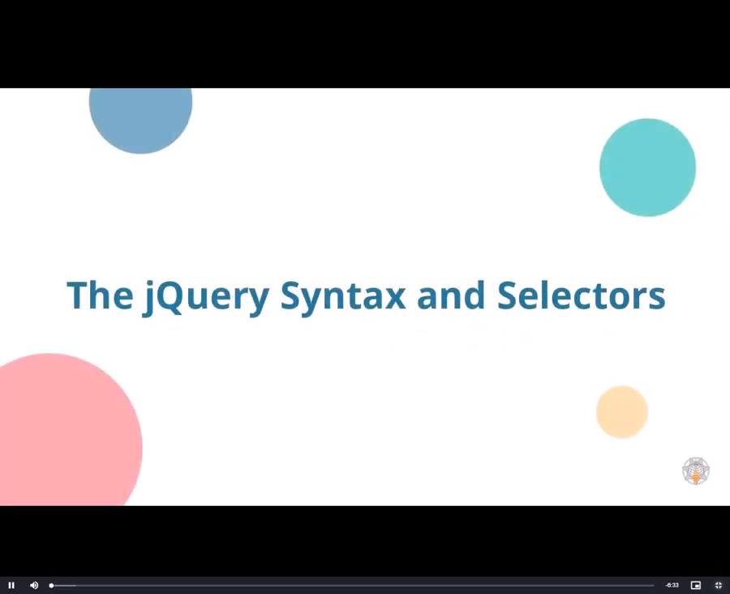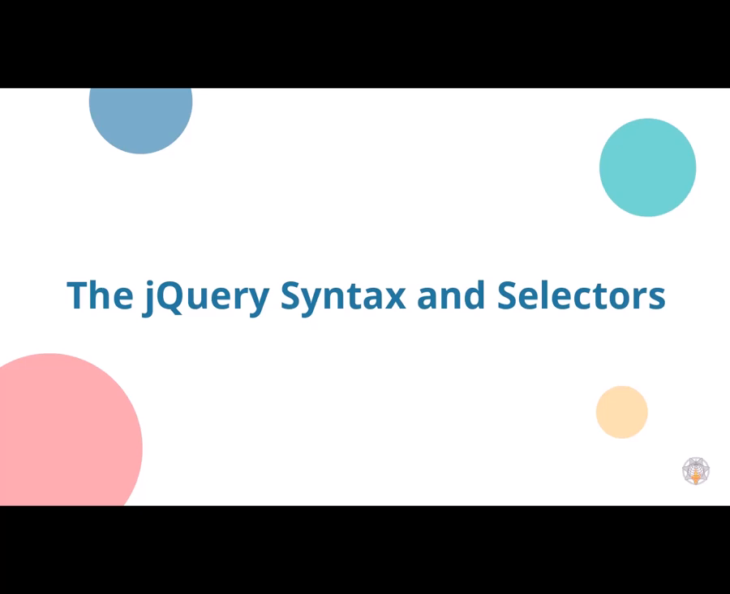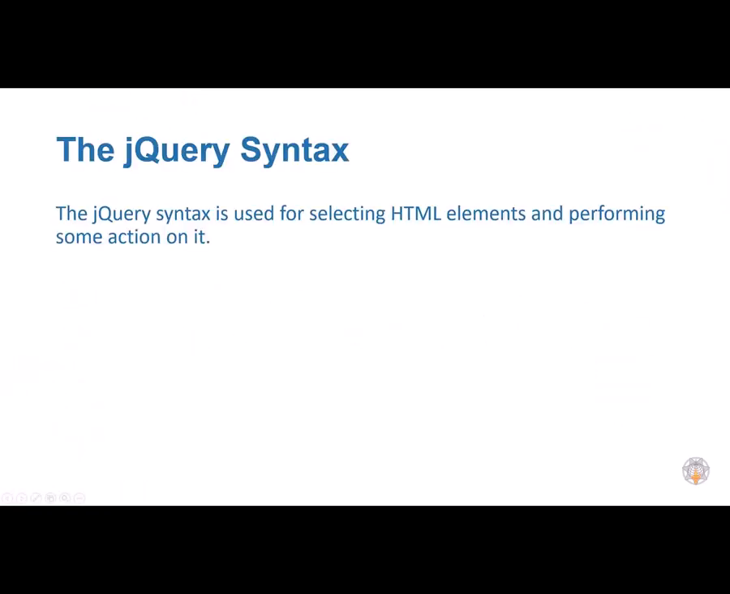Now let's discuss jQuery syntax and selectors. The jQuery syntax is used for selecting HTML elements and for performing some action on it. The $ sign is an identifier to the jQuery function. Instead of writing jQuery, we simply write $. $ is the same as the jQuery function. It gives a shorter identifier as $ reduces time for writing larger syntax.